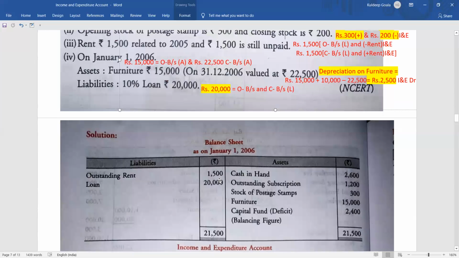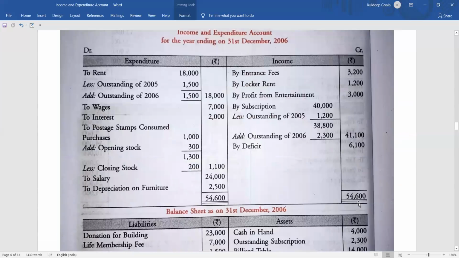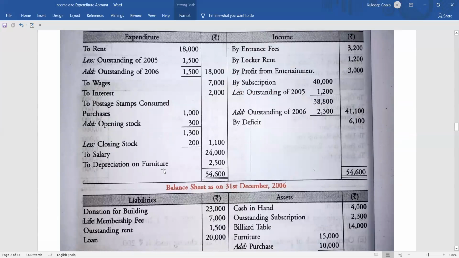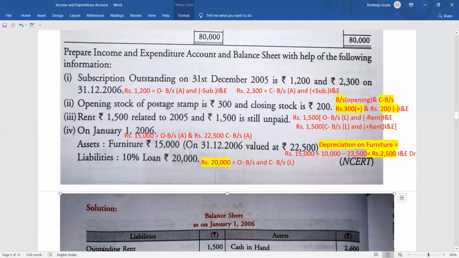Okay, now let's see what else is left. First point is over, second point over, third point over, fourth point. In the fourth point, there's the item called depreciation on furniture of 2,500. Since we have already calculated, directly we'll put it. It will go in the expenditure side as to depreciation on furniture 2,500. Clear? This particular point ends up the income and expenditure account since all the points are over.